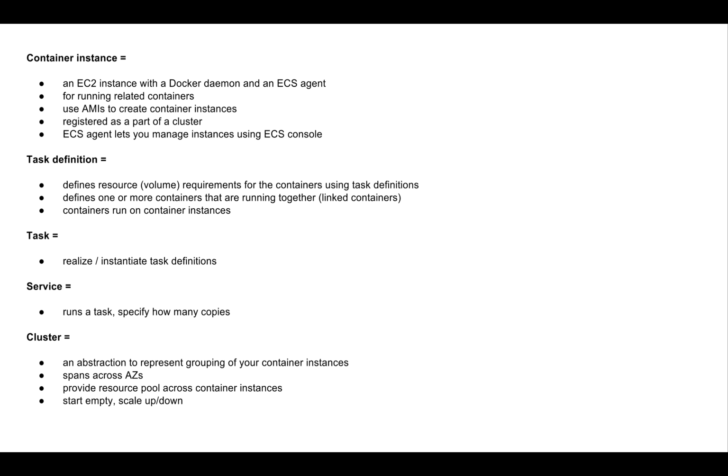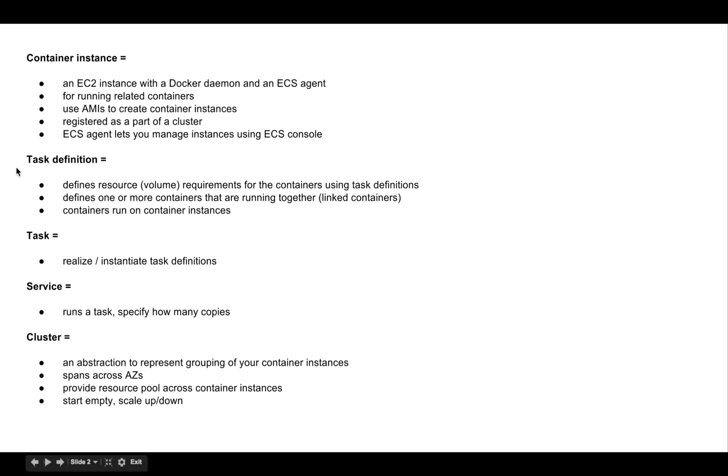So coming back, and by the way, Amazon provides a few standard images which we can use to launch a container instance with the Docker daemon and an ECS agent. And once we create a container instance, it has to be registered and be part of the cluster so that we can scale up and down as needed. And this little software, the ECS agent, is how we manage these container instances from the ECS management console.